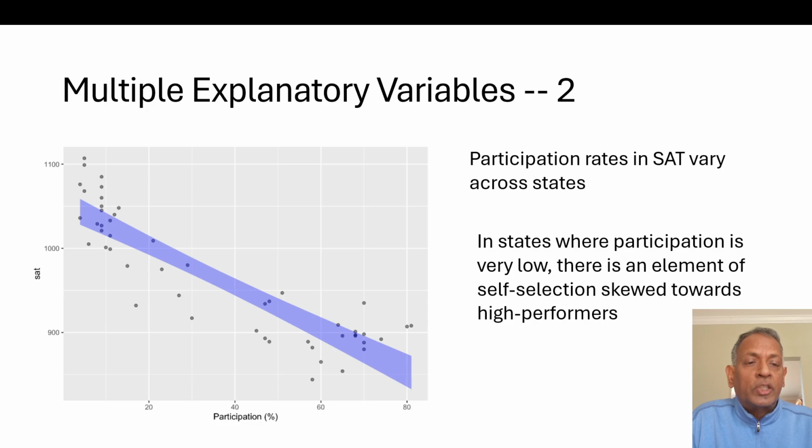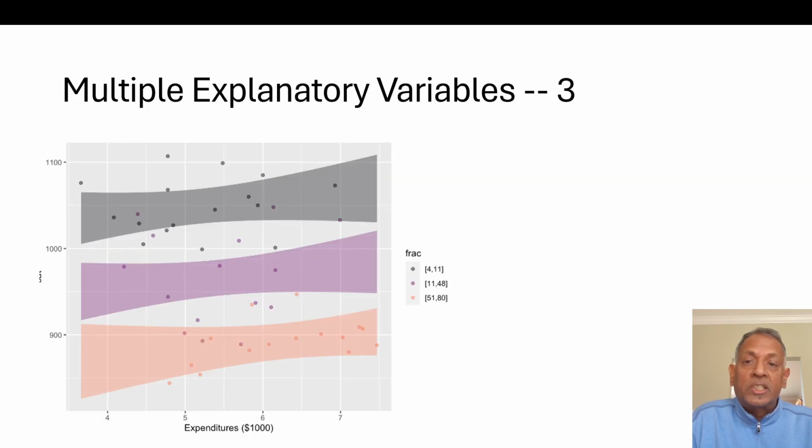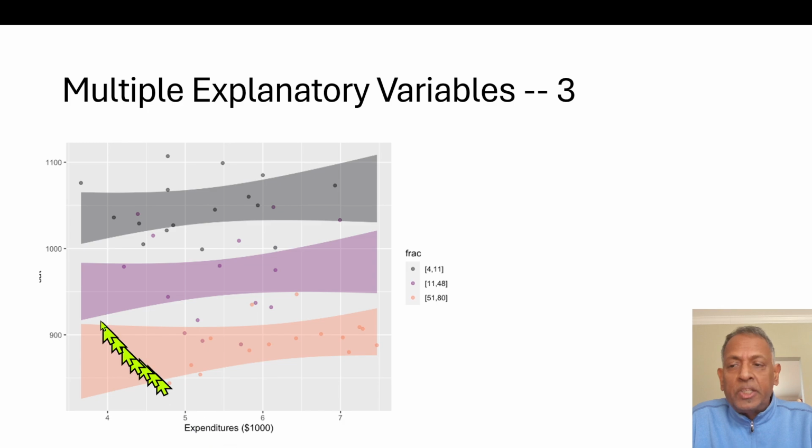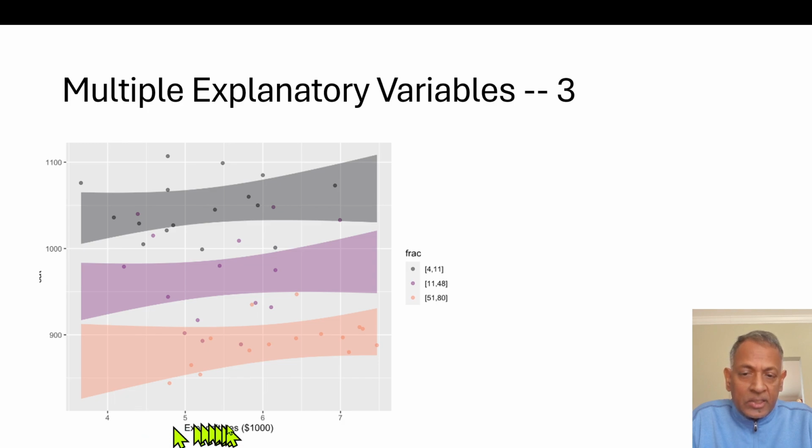Okay, so this is what we just saw. There's self-selection and all of those things that we just discussed. Okay, so let's bring in one more variable into the picture of the plot of expenditures versus SAT scores. Okay, so if you bring in the fraction, which is the participation, the percentage of the state's students who participate in SAT, if you bring that into the picture, then what we are seeing is that actually as the expenditures increase, you're seeing that for various levels of participation, the SAT score is actually increasing.